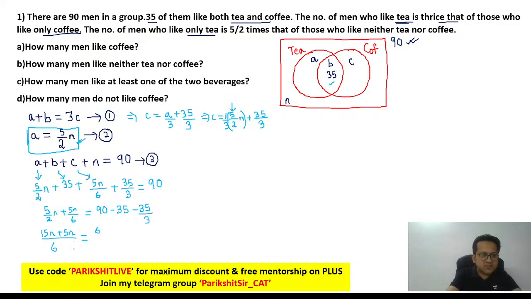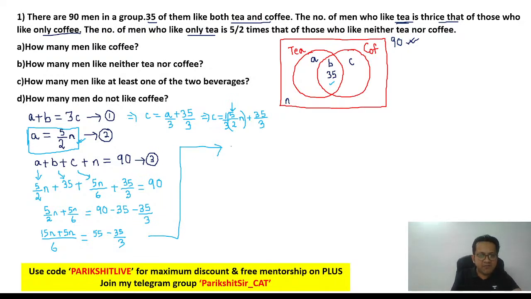55 minus 50, 65, 75, 85, yeah. 90 minus 35 is 55. 55 minus 35 by 3. So how much will this come out to be? Can we write it down?